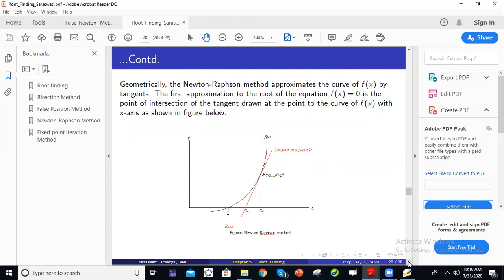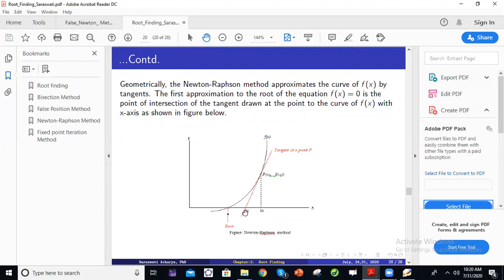Geometrical meaning. What is the geometrical meaning? We can draw it like before. Geometrically, the Newton-Raphson method approximates the curve of f of x by a tangent. See here, the tangent line. Initially, we suppose x naught. See here, point P to the x-axis. x naught is the initial guess. How can we find the next approximation? The next approximation from x naught is here. We draw the tangent line, this line.